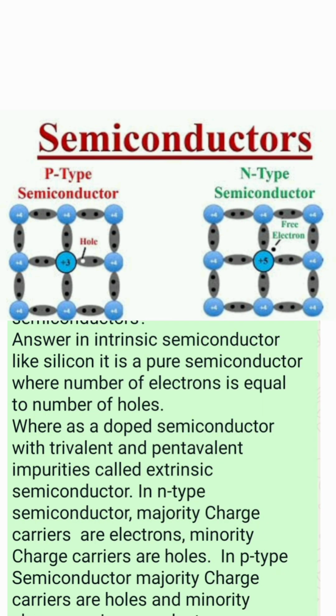36. What is the difference between intrinsic and extrinsic semiconductors? Answer: an intrinsic semiconductor like silicon is a pure semiconductor where the number of electrons is equal to the number of holes. Whereas a semiconductor doped with trivalent or pentavalent impurities is called an extrinsic semiconductor. In an n-type semiconductor, majority carriers are electrons and minority carriers are holes. In a p-type semiconductor, majority carriers are holes and minority carriers are electrons.